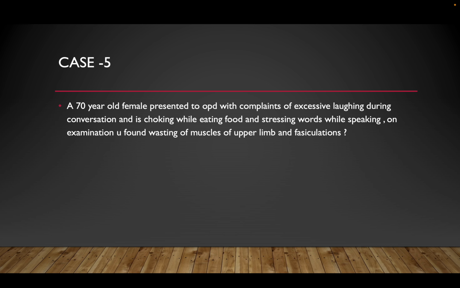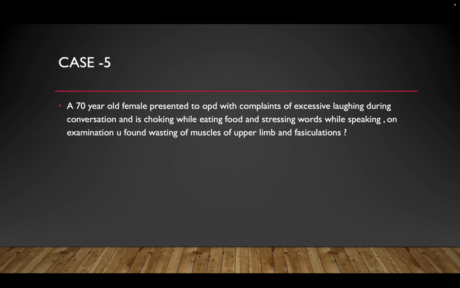So UMN findings are generally UMN findings. You can find spastic dysarthria or choking, and also excessive laughing. Generally, emotional lability suggests a pseudobulbar state. Pseudobulbar is the UMN variant, like for peripheral nerves. For cranial nerves, the UMN variant is pseudobulbar. Bulbar is LMN, pseudobulbar is UMN.